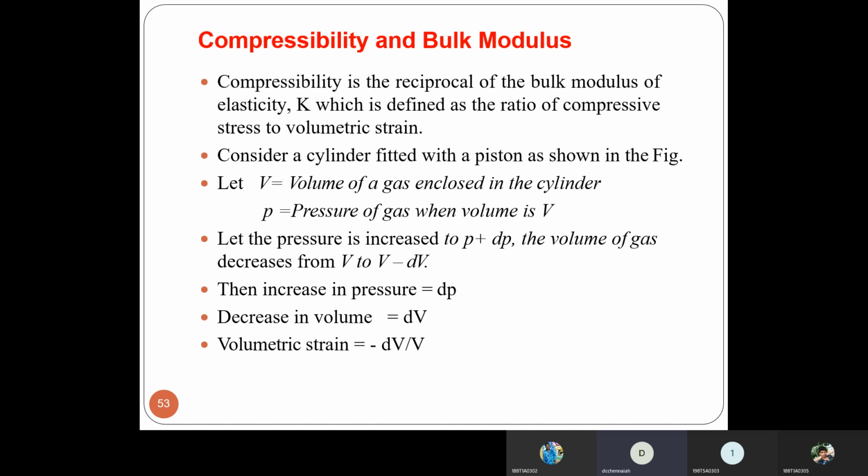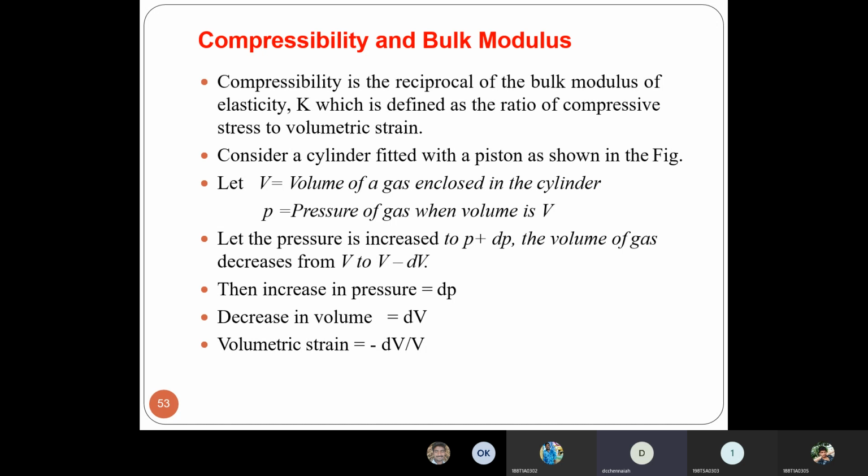Here, to understand the compressibility and the bulk modulus, we have to first know the meaning of compressive stress to volumetric strain. For that, consider a cylinder fitted with a piston as shown in the figure.